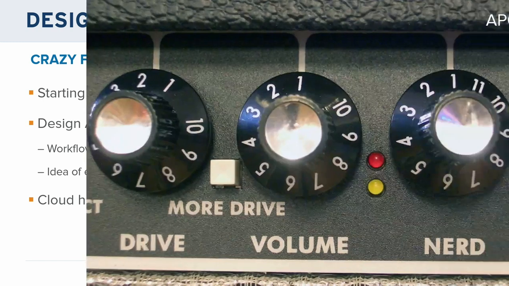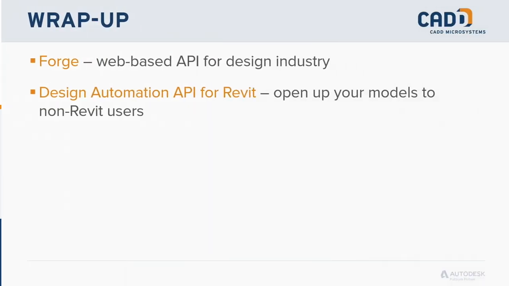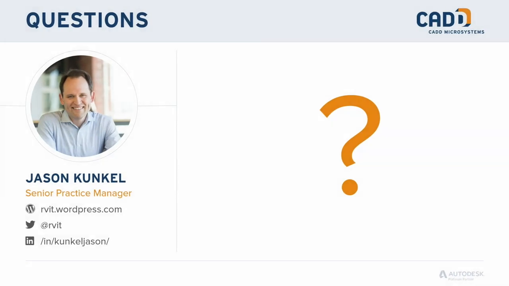So with that, that was your warning there. Quick summary, is everyone still awake? Forge is your web-based API. Design automation for Revit is a portion of the Forge API. It's going to open up your Revit models to non-Revit users. Hopefully you picked up something. Any quick questions? Otherwise, we can roll into the good presentation for the night.